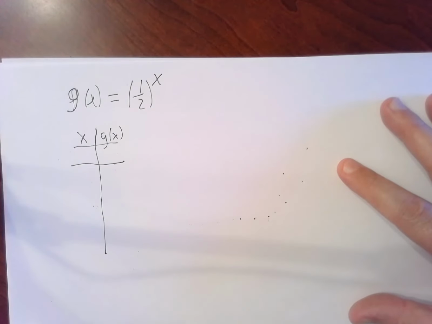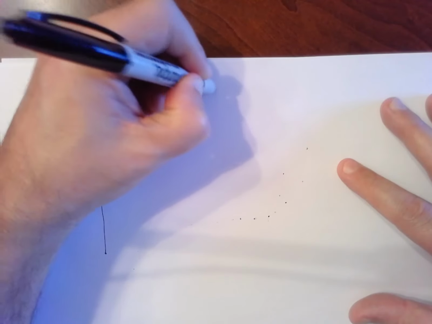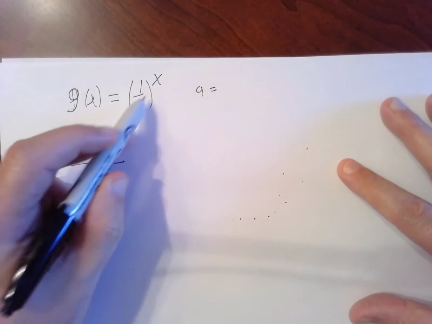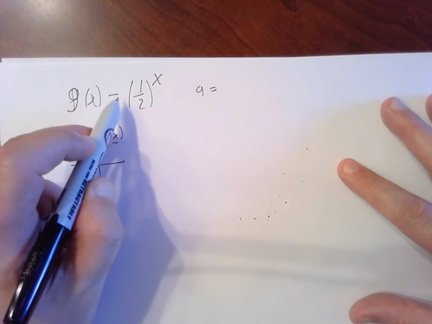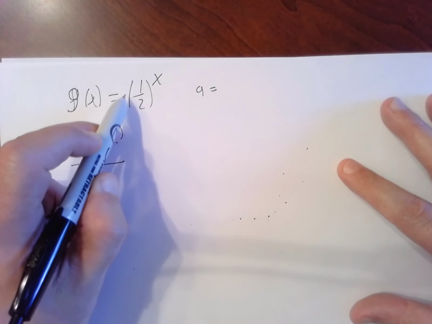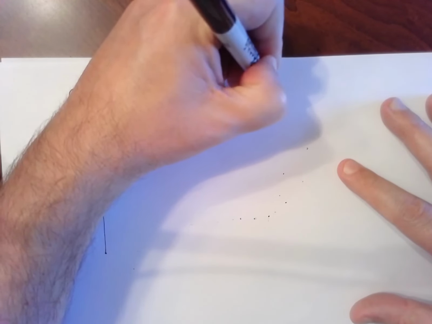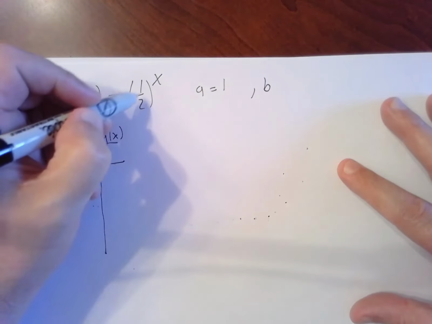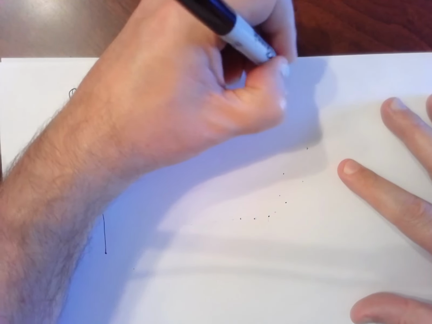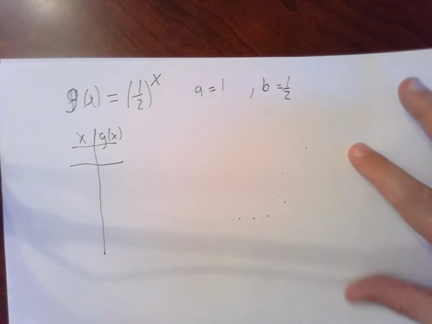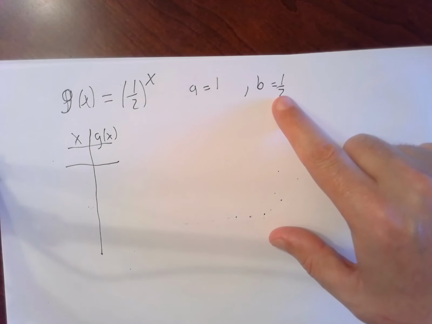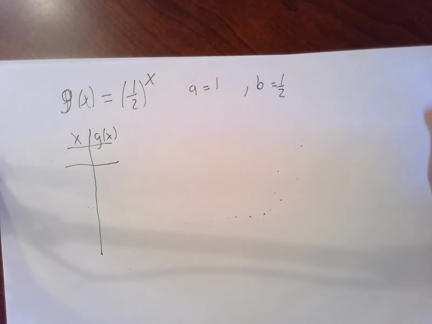Let's see who A and B are first. A is the number in front, not the number being raised to the exponent. That's the base. The number in front, there's nothing there, so that's just 1. And B, the number that's actually being raised to the exponent, is 1/2. Now let's think ahead. The base is less than 1, so we're going to have exponential decay.